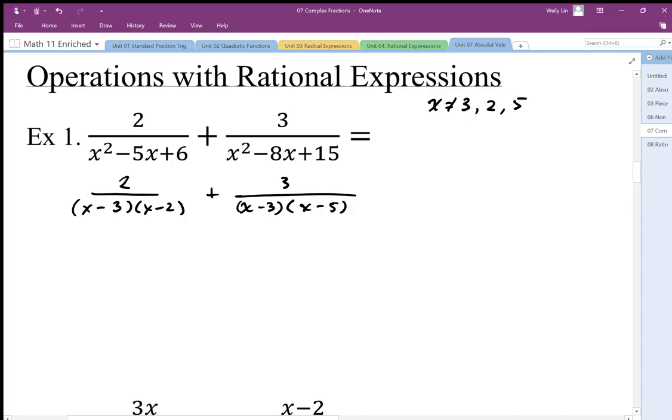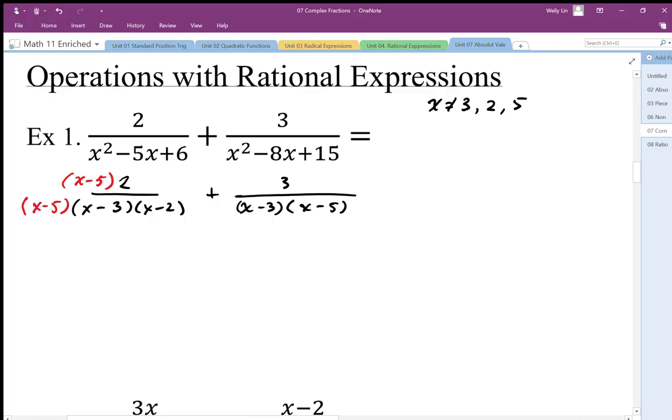So once I've stated my restricted values, I can go ahead and find my common denominator. To find my common denominator, I'm looking for factors, and whatever factors are missing from one fraction, I have to make sure I add in. So here I have x minus 3, x minus 2. I'm missing an x minus 5 factor. So I'm going to put an x minus 5 factor in the denominator, but I have to make sure that I balance the fraction with another x minus 5 in the numerator.